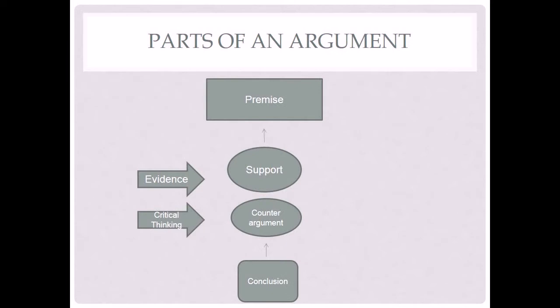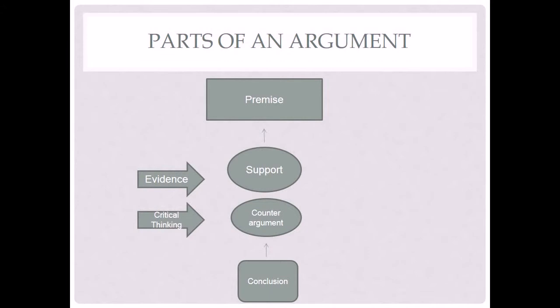There are several parts to an academic argument. The primary piece is the premise. The premise is your main idea or your claim. The premise should be shared with your audience in the introduction to your argument. Your premise needs to be followed by support. Support means evidence. Evidence means research. An argument is not a valid argument without research.